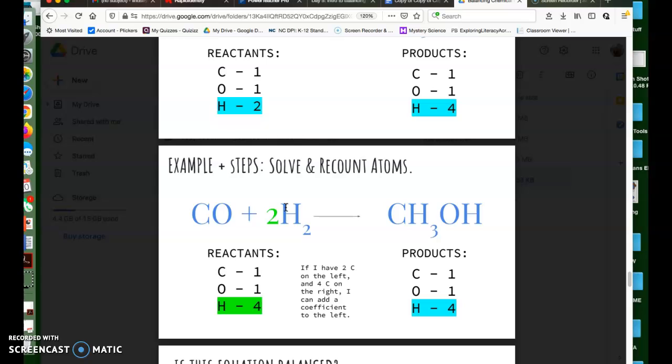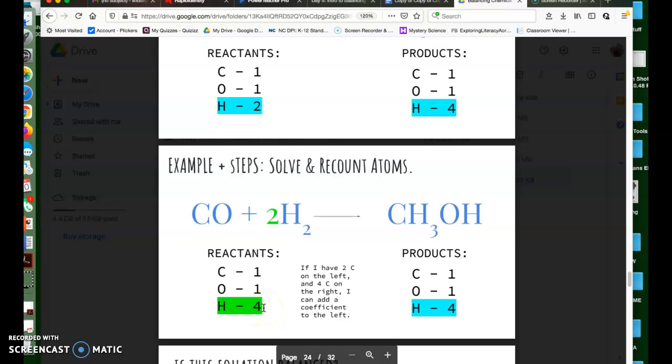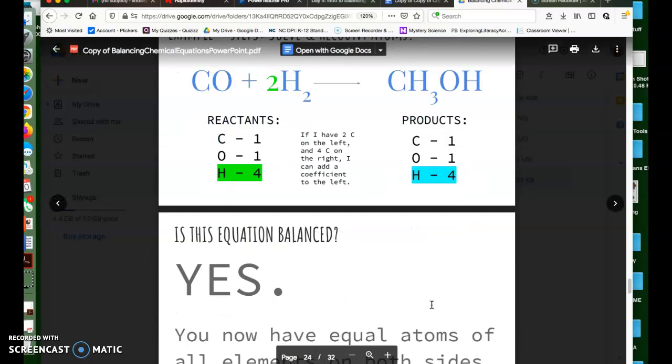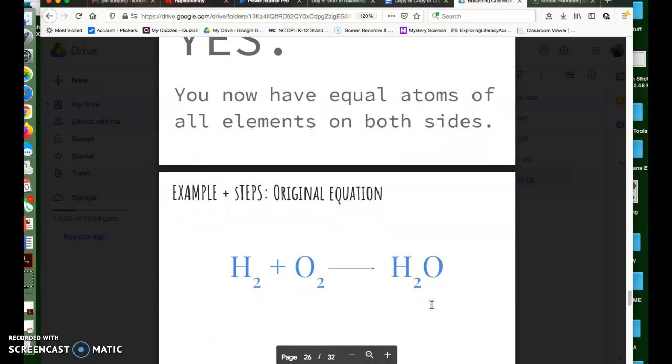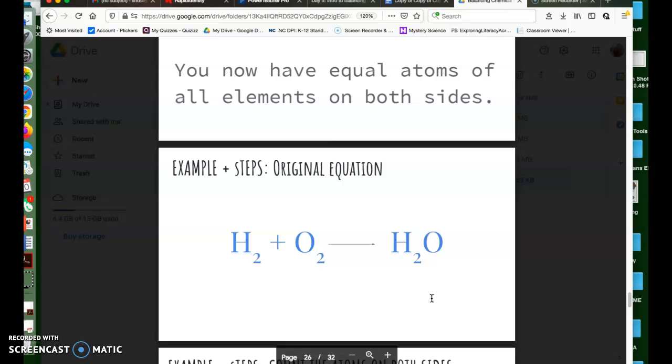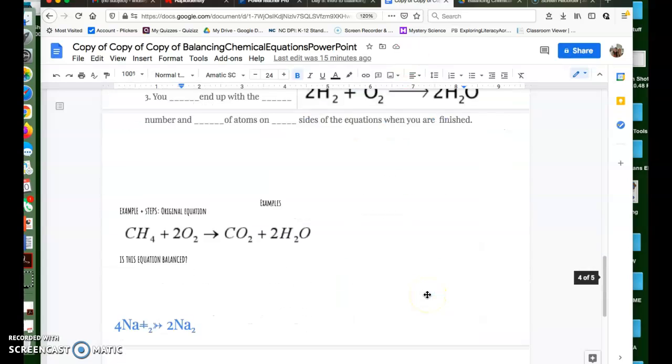Each molecule of hydrogen gas has 2 hydrogens in it bonded together, but I've got 2 of them, so that means I have 4 total. Again, you do that by multiplying the green 2 by the blue 2, and you get 4. So now I have 4 hydrogens on the left-hand side, and I've got 4 on the right-hand side. So we're balanced. Now we have all the elements equal on both sides. Okay, we're going to do this one more. And then if you've got any more in your notes, you're going to do them on your own.